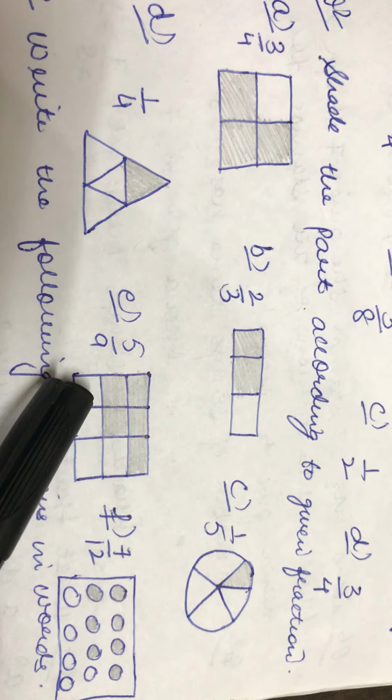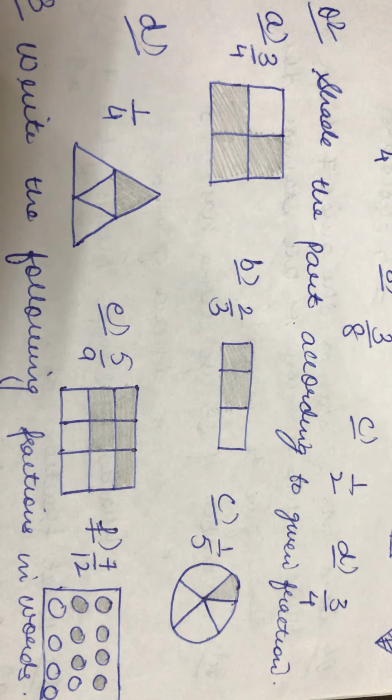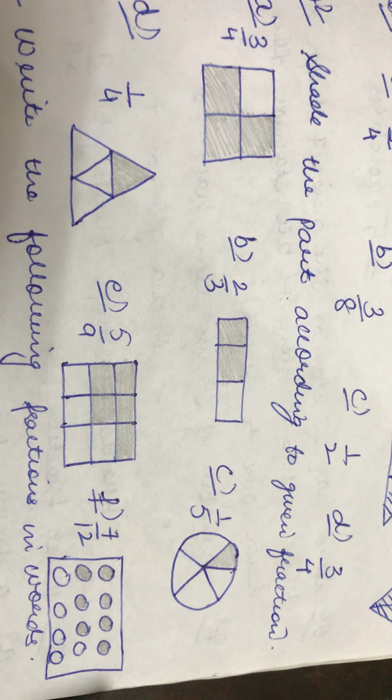Next, E part is 5 by 9. So out of these 9 boxes you have to shade 5 boxes. So again you can shade any 5 boxes. F part 7 by 12. Now from these 12 circles you have to shade any 7 circles. So I have shaded these 7 circles.